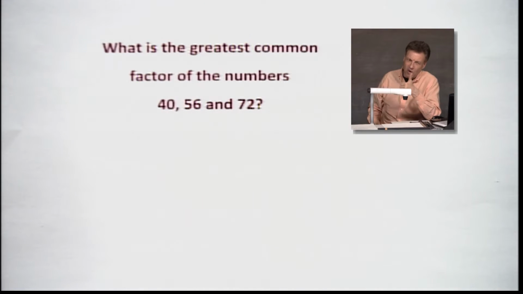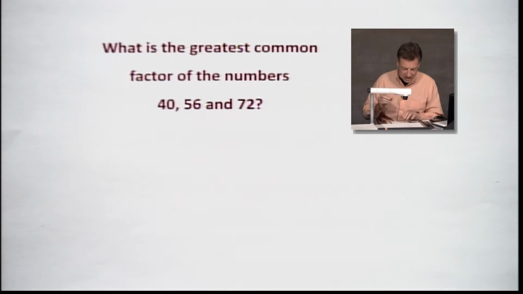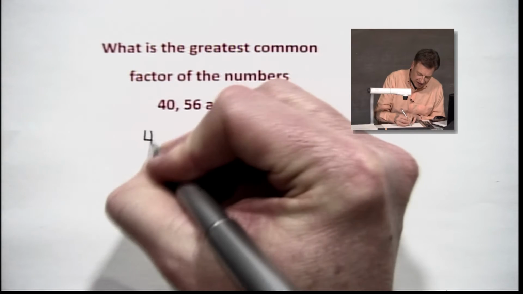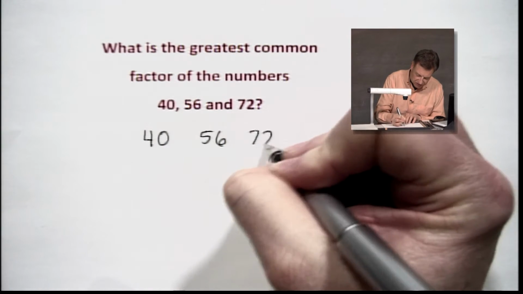We know the least is 1, all right? 1's going to divide into all of those. That's a given. We've got something higher than 1, so let's go for that. Put your numbers there at home, and we'll pick up 40, 56, and also 72.